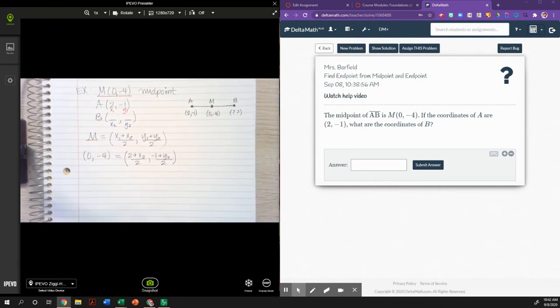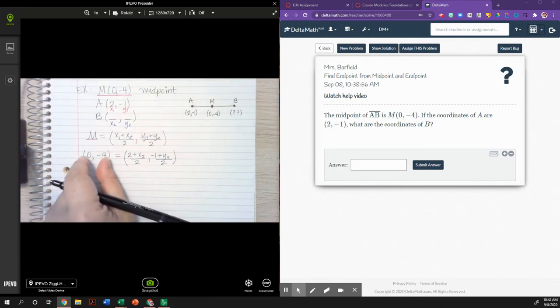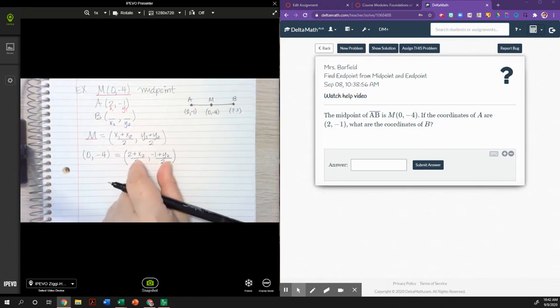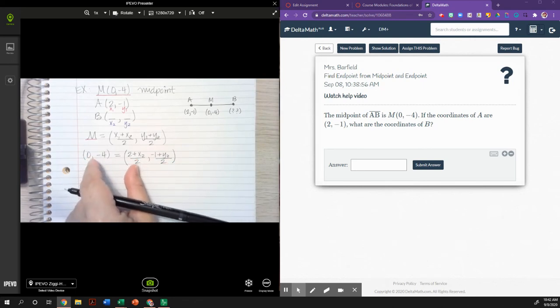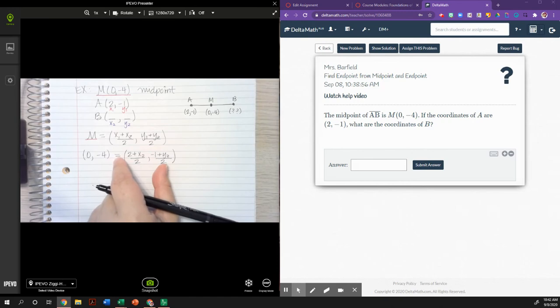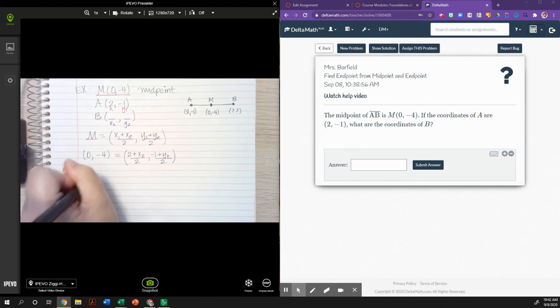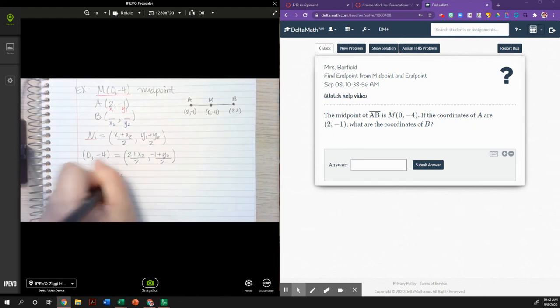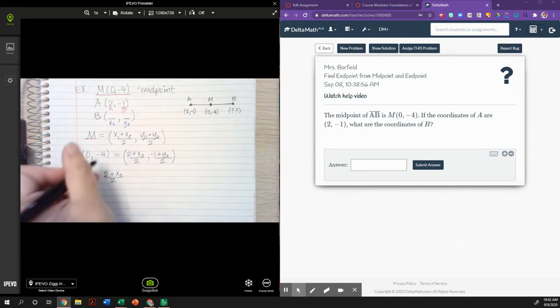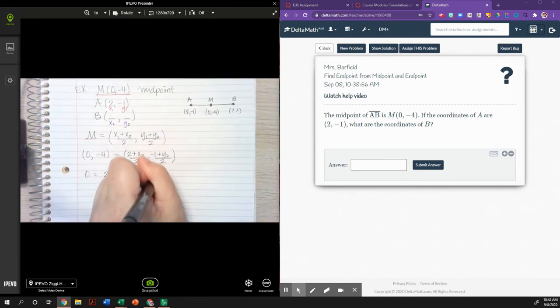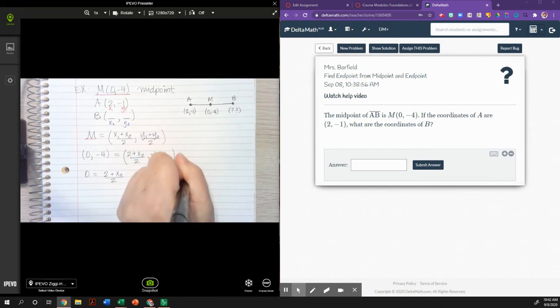Okay? All right. Now, this you might be looking at and going, well, Miss Barfield, what do I do now? Okay. Well, you know that this is x comma y and this is x comma y, which means my x's need to be equal to each other and my y's need to be equal to each other. So I'm going to take this piece, 0 equals 2 plus x2 divided by 2. And then I'm going to take -4 equal to -1 plus y2 over 2. All right, and I'm going to cross multiply and solve.